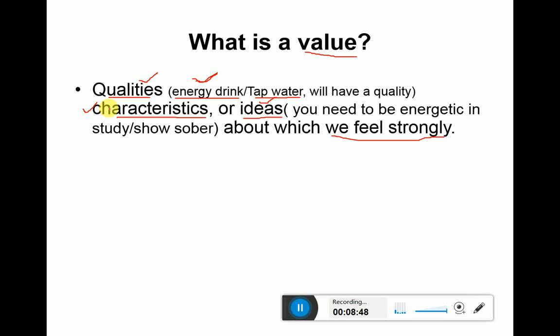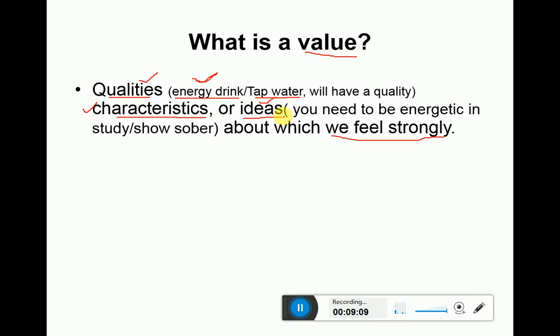Like for example, if I have a bike, one bike's characteristic is 70 cc, another bike's characteristic is 100 cc, and another bike's characteristic is for example 125 cc. So now I am going to give preference to 100 cc. That is the characteristic of that bike.